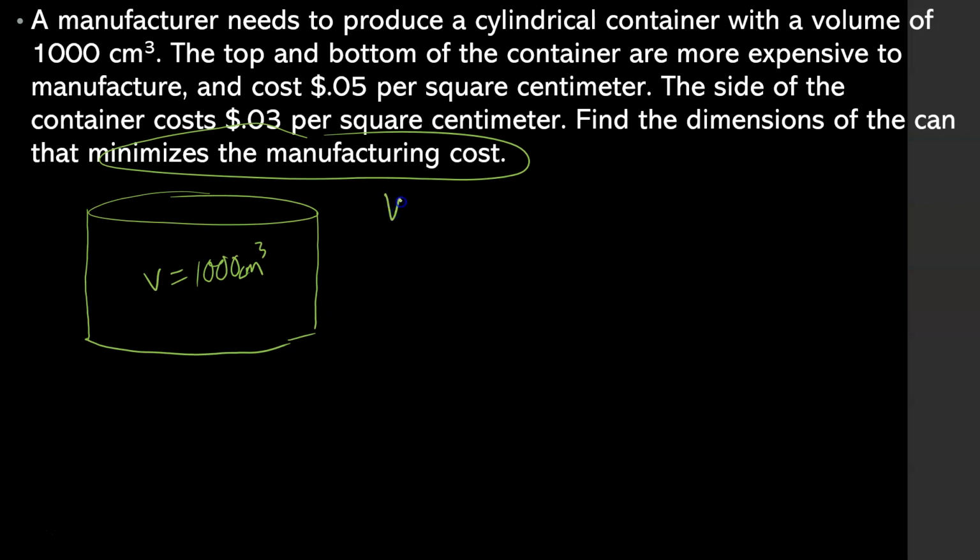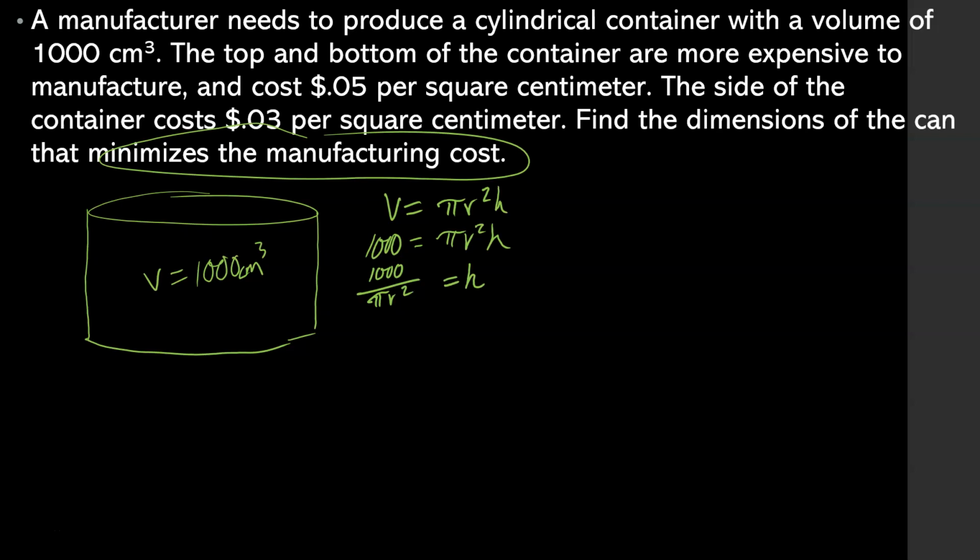Okay, so the volume is pi times the radius squared times the height. So I'm given 1,000 is pi r squared h. And that seems easier to solve for h, which is what I'm going to do. So h, the height, is going to be 1,000 over pi r squared. Okay.